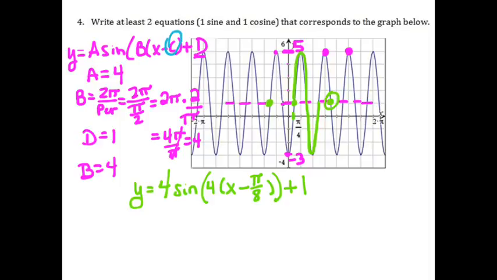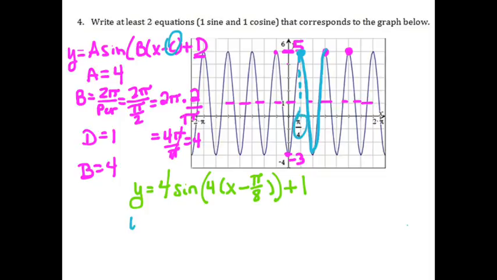Okay, next up, let's do a cosine equation. I'm going to erase my little sine work there. There's my midline back. All right, so cosine equations, those of course start at the top. Cosine starts at the top. So I could pick this point right here as the starting place for one cycle of cosine. And so my C value is going to be the x coordinate that is associated with that point. And that point is at pi over 4.